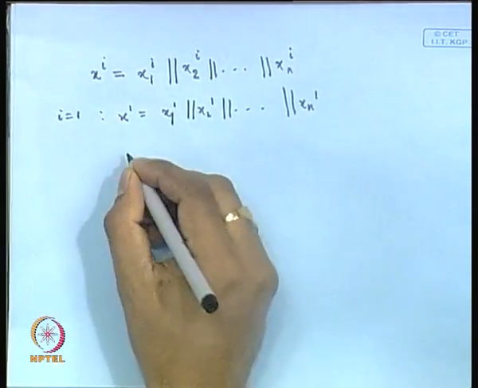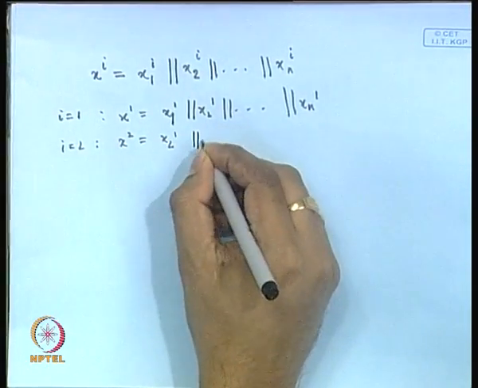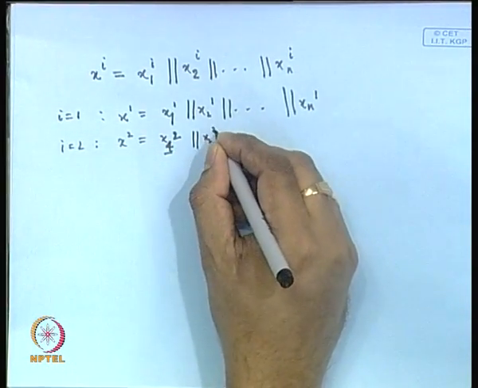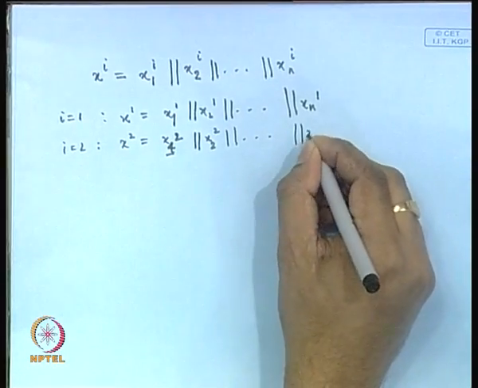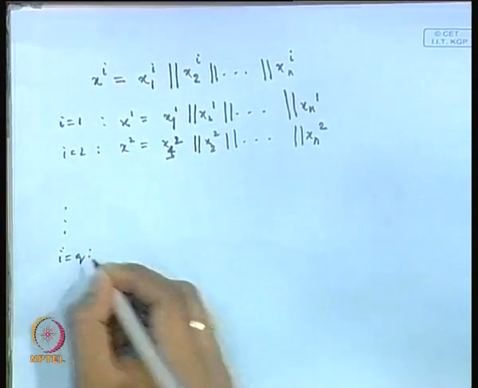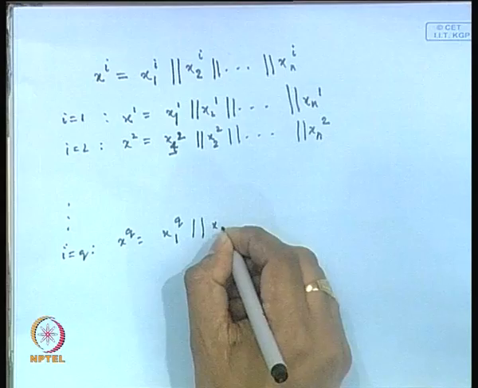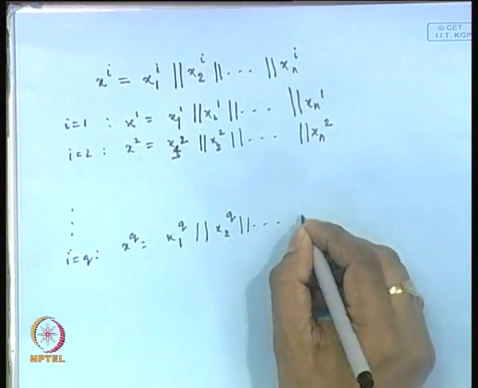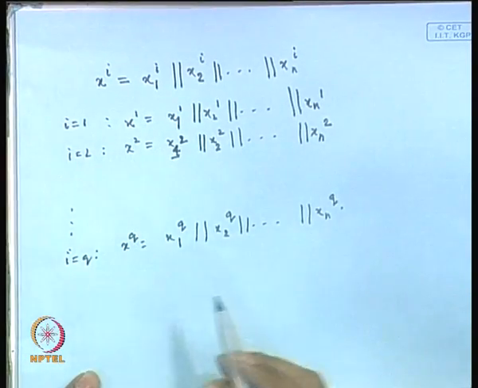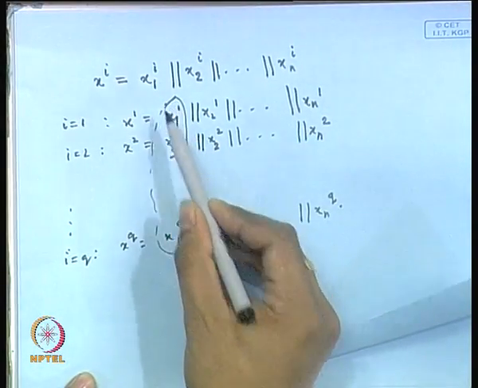Similarly, for i equal to 2, I can form x_2 equal to x_1^2 appended with x_2^2 and so on up to x_n^2. I can continue like this up till i equal to q, and obtain the qth message, x_1^q appended with x_2^q and so on up to x_n^q. Note that among all these messages, all these values are distinct.